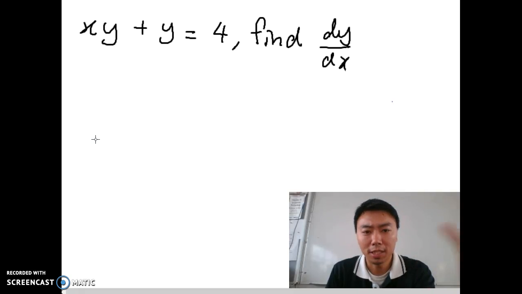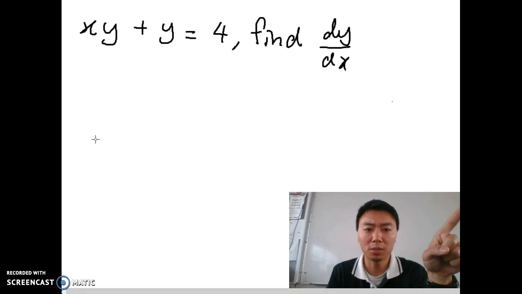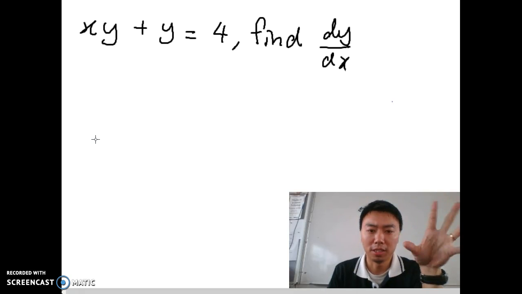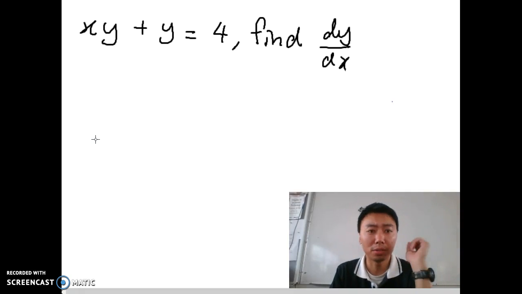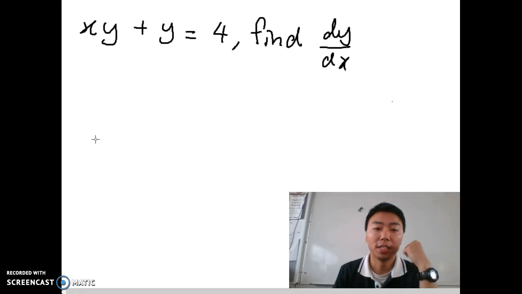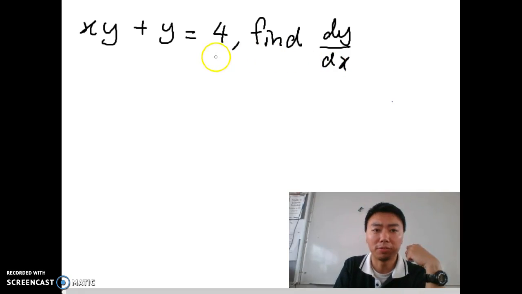Differentiation is the same as implicit differentiation, so don't be afraid. The only thing is when you see y, you need to be very, very careful. People don't know what to do when they see y. They know how to do differentiation of x, they know how to do differentiation of 4, but they don't know how to do differentiation of y.